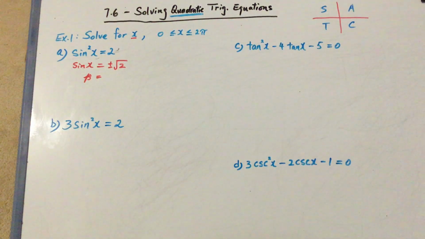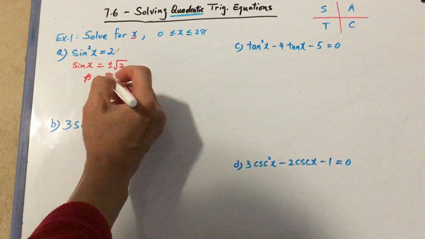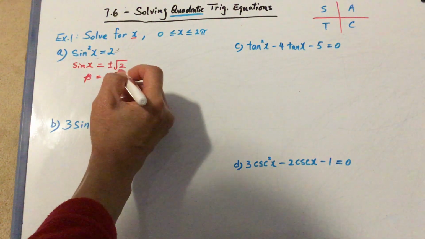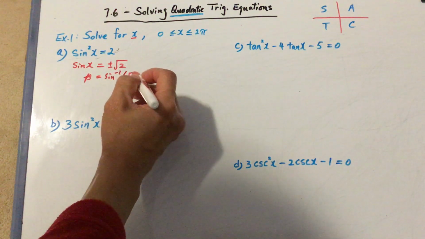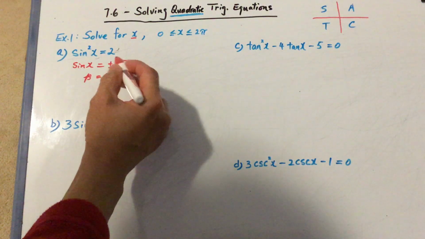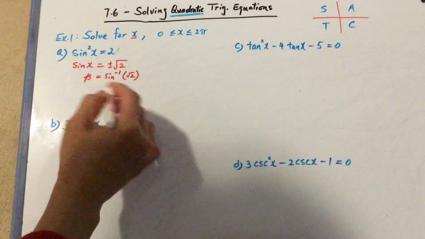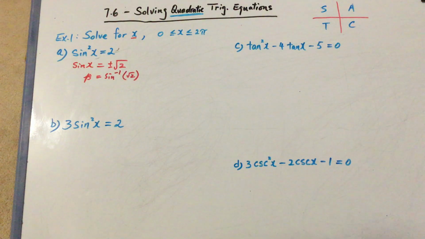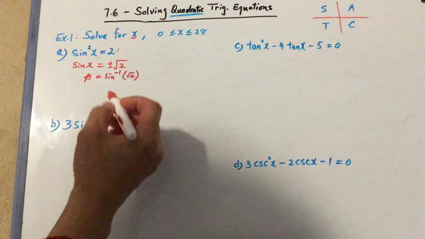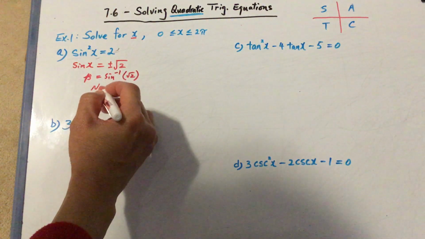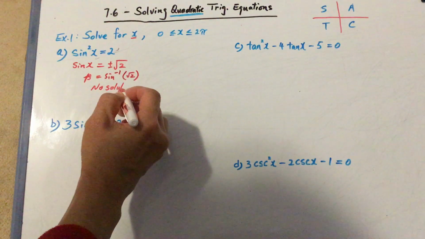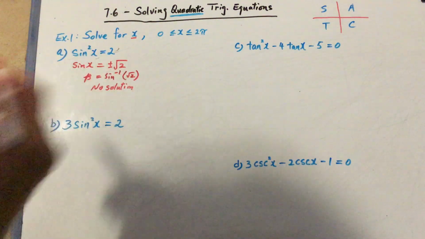All right? So when you punch it in your calculator, taking the inverse sine of root 2, you don't have to put in the plus and the minus because the related acute angle is always positive. Then you will realize that there's no solution for that. Why is there no solution? Well, think about that.